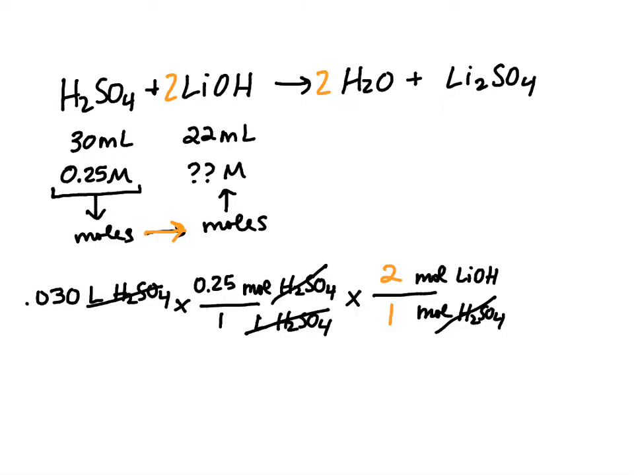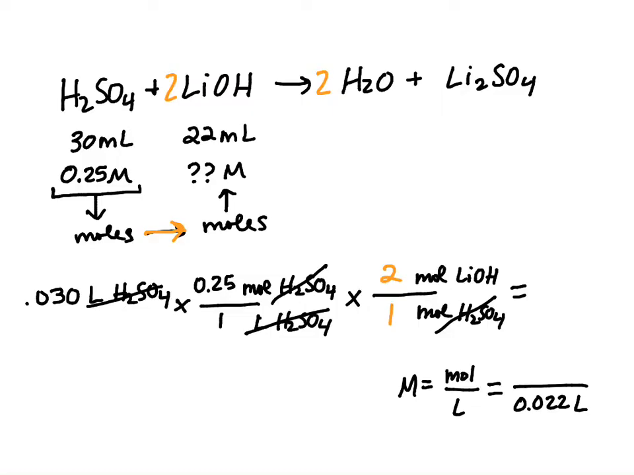So what we're trying to find is molarity, and that is moles of LiOH divided by liters of it. So if we solve right now, we will be at the moles of lithium hydroxide, and so that will go on the top of our fraction bar here, and then for liters, we will use 0.022 liters because that's the value given in the problem.